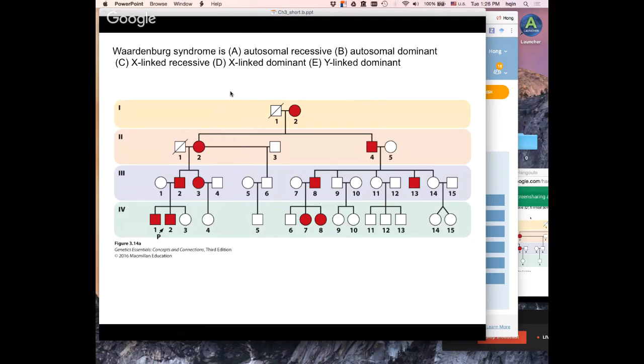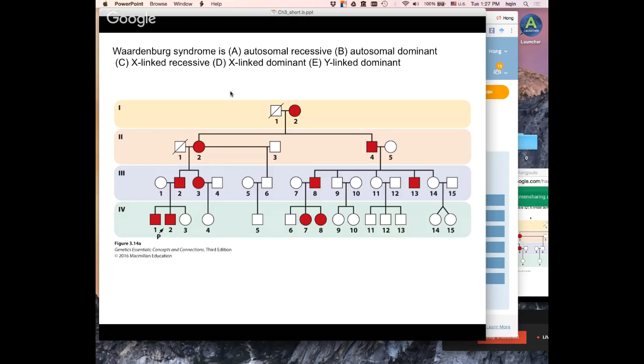So first, is this an autosomal chromosome disease, or is this an X chromosome or Y chromosome disease? It doesn't look like Y chromosome because females also have it. So Y chromosome is out. If it's an X chromosome recessive disease, then males should occur much more often than females. And this looks like a male, and this is a female. It seems to be occurring at a comparable frequency. So it doesn't look like it's X chromosome recessive.